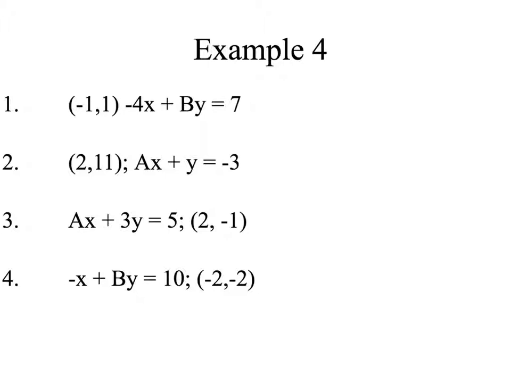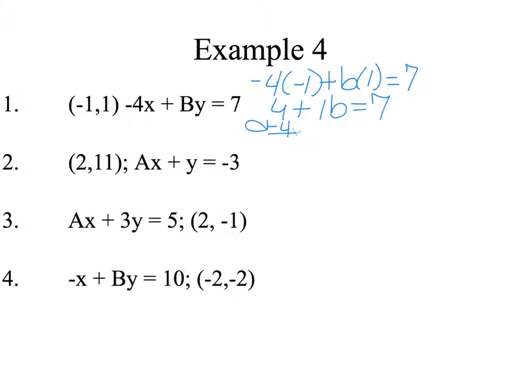Now that you've had a chance to go over them, we'll go over them together. In the first one, we're missing b. So negative 4 times negative 1 plus b times 1 needs to give me 7. 4 plus 1b needs to give me 7. Add negative 4 to each side. And I find that 1b equals 3. So my new equation for this one is going to be negative 4x plus 3y equals 7.